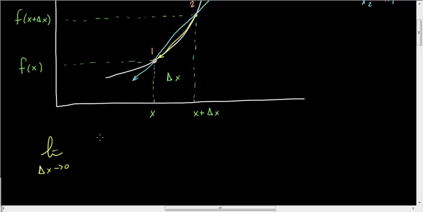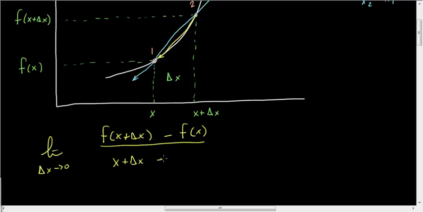Okay, well, if we did that, then putting in what we know, we would have y2, which in this case was f of x plus delta x, minus y1, which is f of x, divided by x2, x plus delta x, minus x1, which was just x.